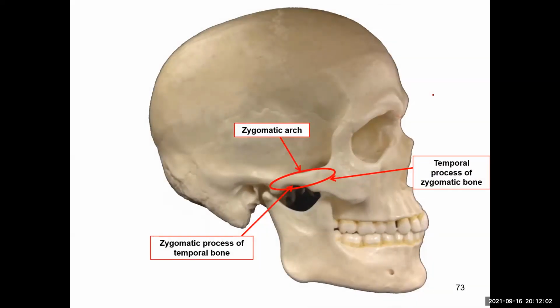And then, if you see a big circle circling the whole thing, then the correct answer is zygomatic arch. Okay, zygomatic arch.